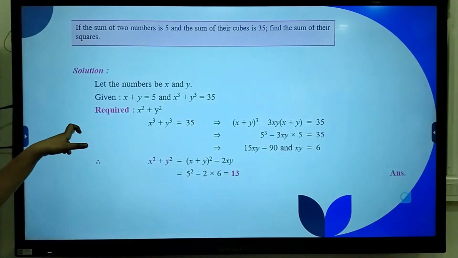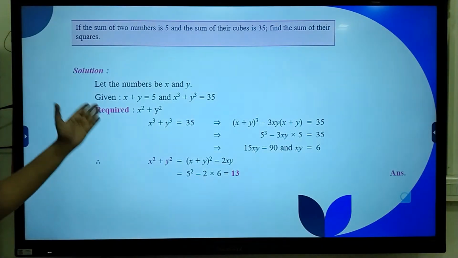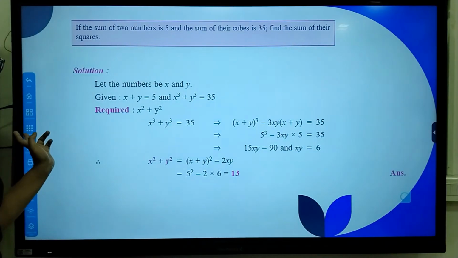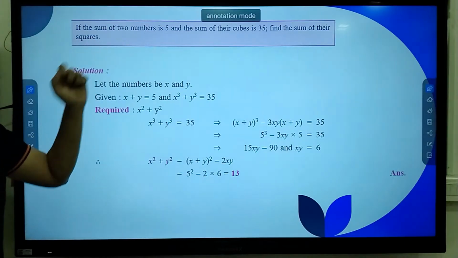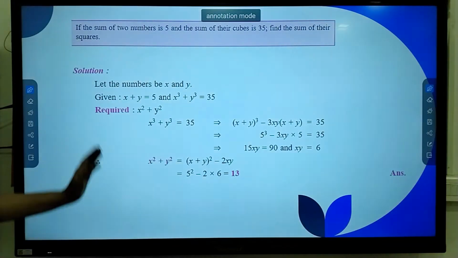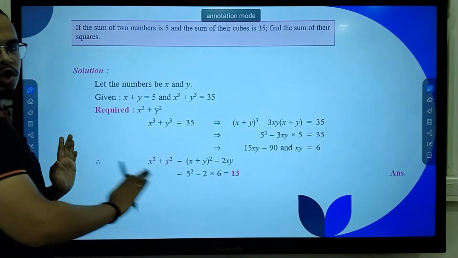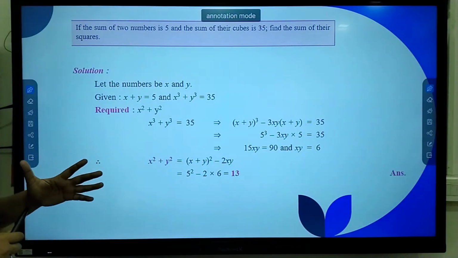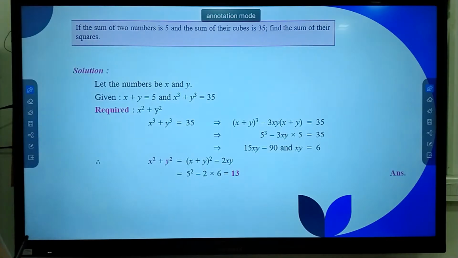Now on to the next. So this kind of sums are one of the most common types of sums that can be found. The sum of two numbers is 5, and the sum of their cubes is 35. Find the sum of their squares. So see, this is the normal method that we are all going to learn in this chapter. We have already learned majority of it. But there is also a type which we can use to answer MCQ questions.